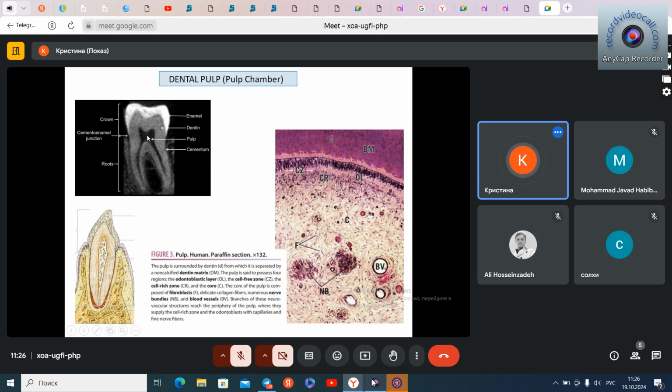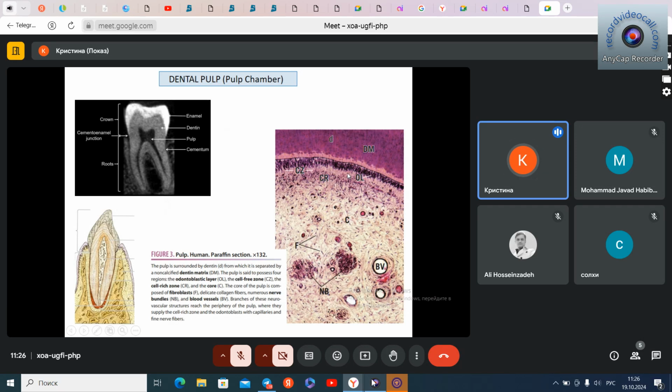Next, dental pulp or pulp chamber. It is the soft tissue inside the tooth. It is composed mainly of loose fibrous connective tissue, and it has three layers. The peripheral layer is called odontoblastic layer here, or L stands for odontoblastic layer. Here we see the cell bodies of odontoblasts. Their processes will go to the dentin, into the dentinal tubules.